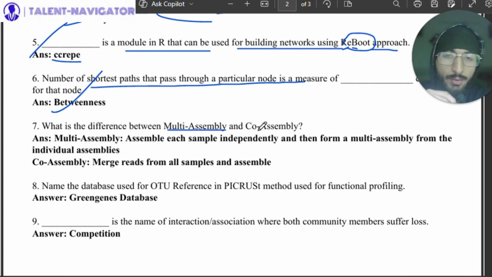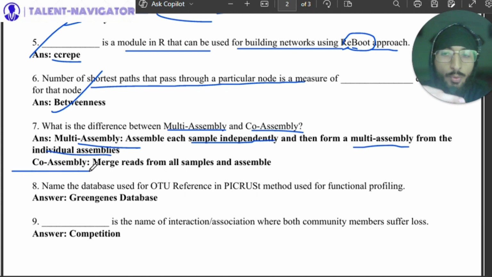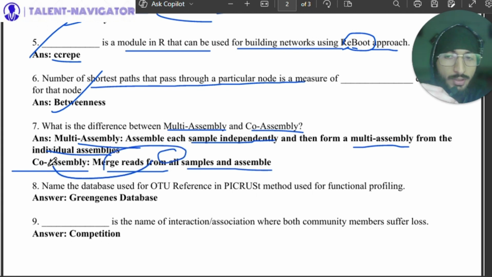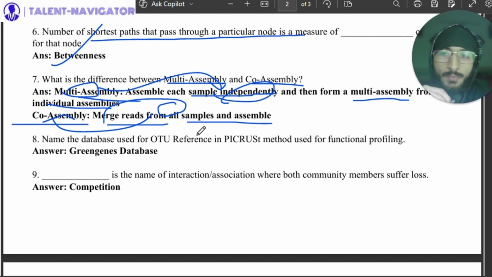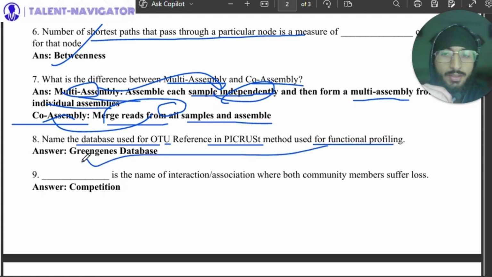Now, difference between multi and co-assembly. Multi-assembly is basically assembling each sample independently and then forming a multi-assembly from the individual assemblies. And co-assembly is actually merging reads from all samples and then assembling. So we merge reads from all samples here in co-assembly, and in multi-assembly we assemble each sample independently. Now name the database used for OTU references in PICRUSt for functional profiling, that is Greengenes database.